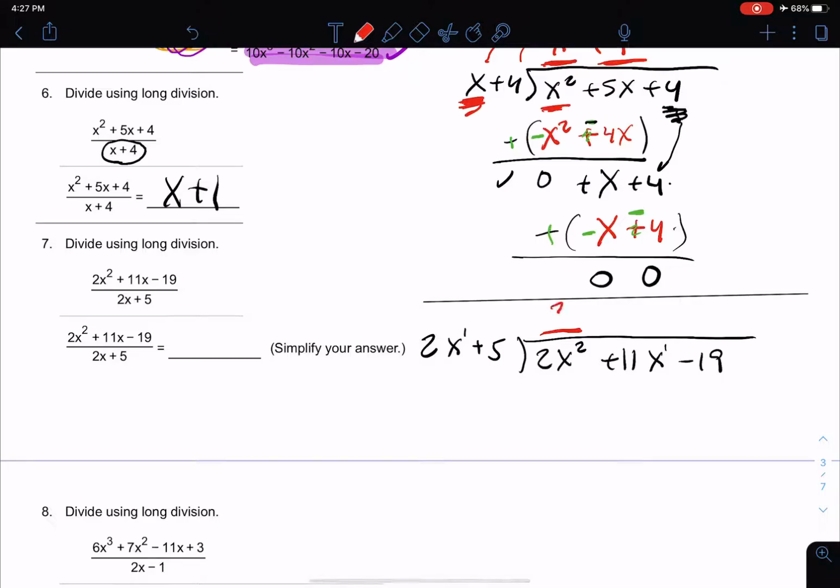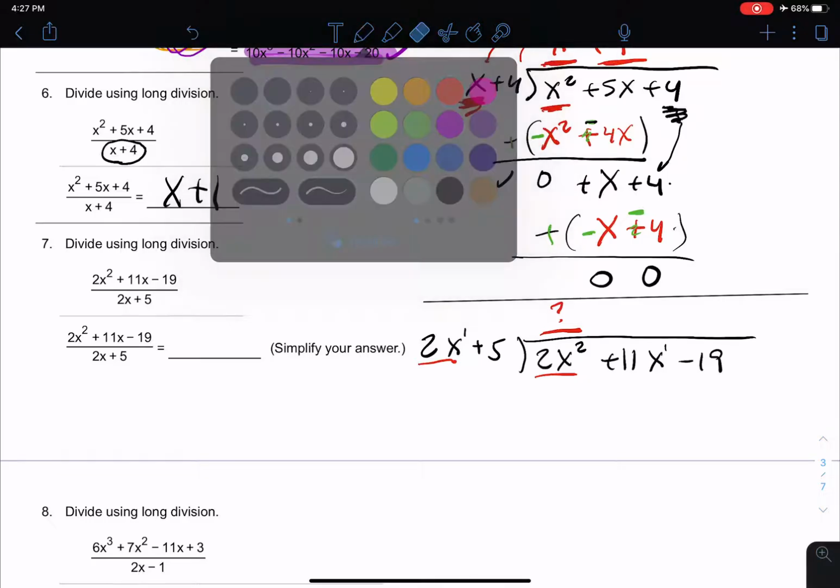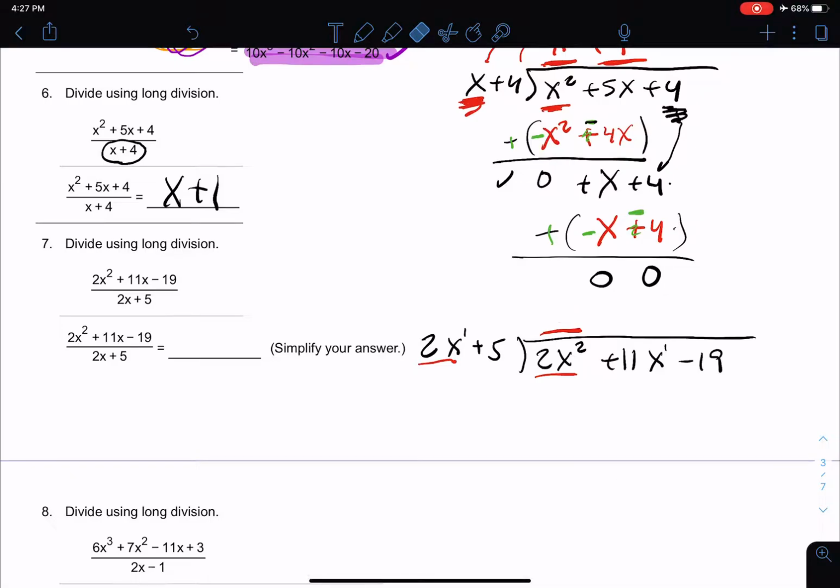Question mark, what times 2x will give me 2x squared? What factor is missing? What times 2x will give me 2x squared? Well, you can see that x times 2x gives me 2x squared, and x times 5 is 5x.